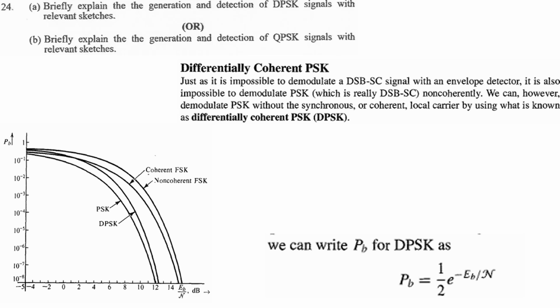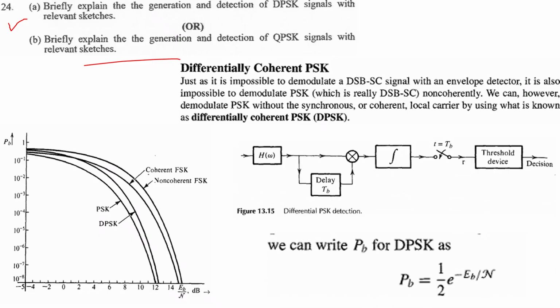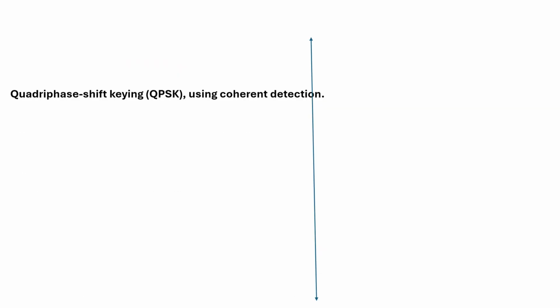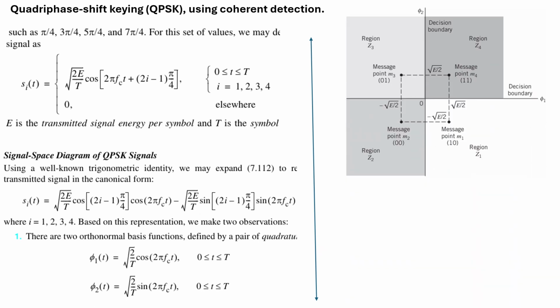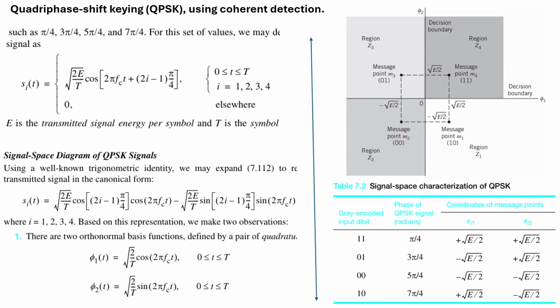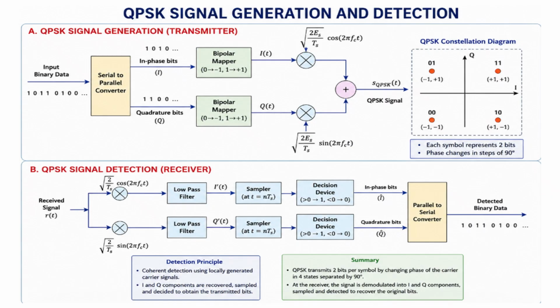So this is question 24, the fourth-number question. Briefly explain the generation and detection of DPSK signals, and this is QPSK signals. So here is the DPSK, and here is the QPSK. For QPSK we have already discussed. For more details you can go to the slides that we have discussed in the fourth unit.